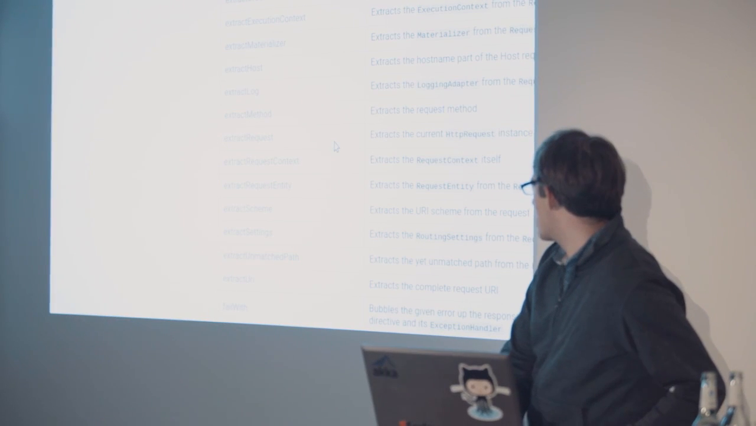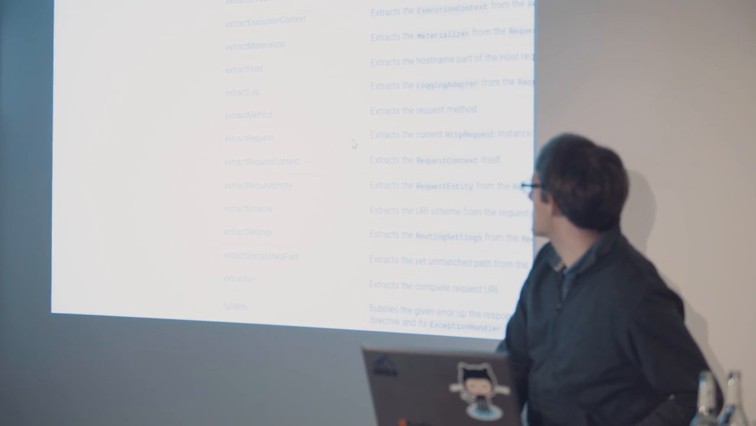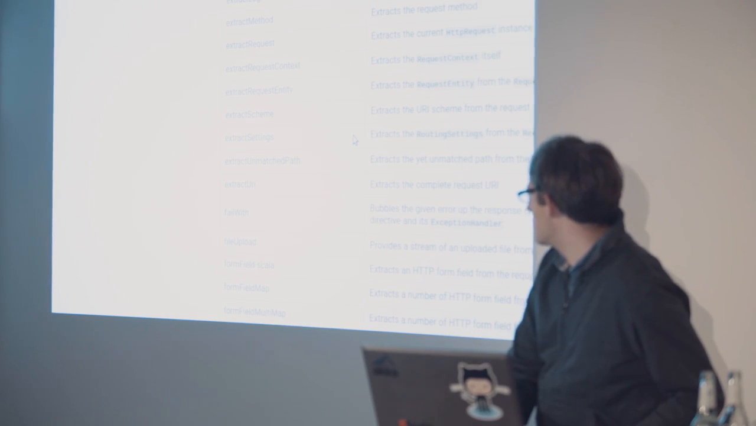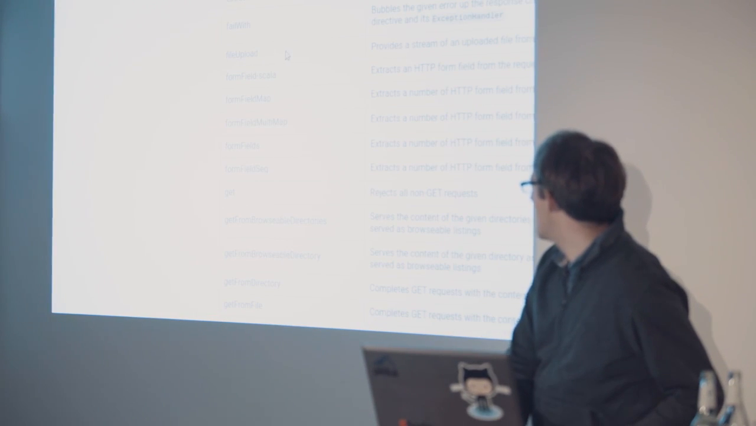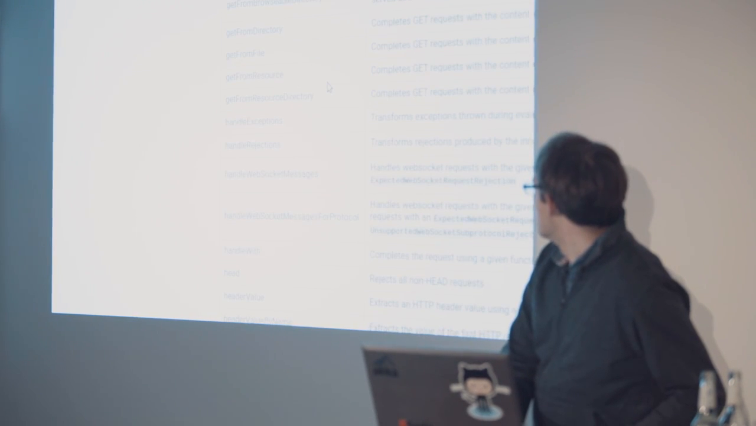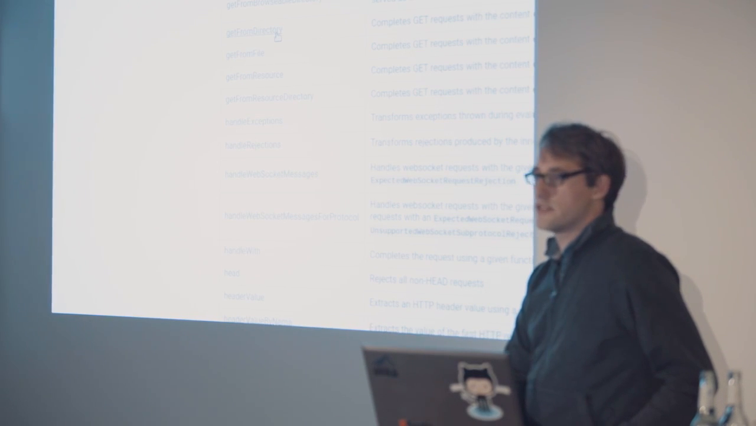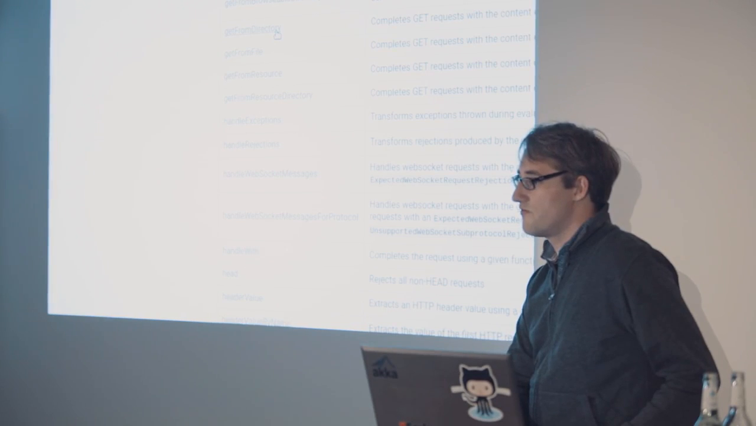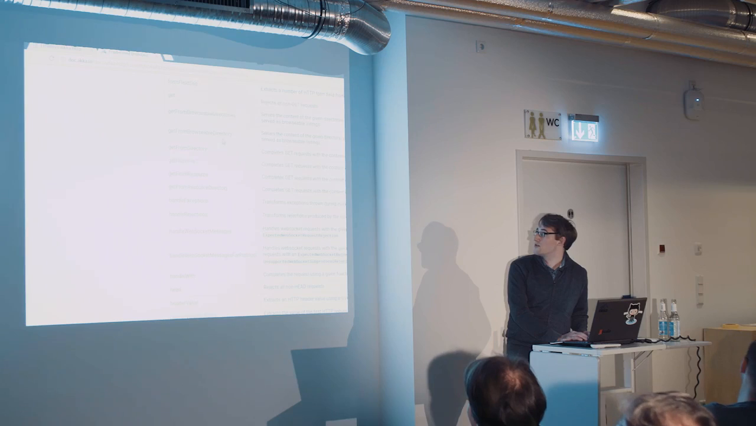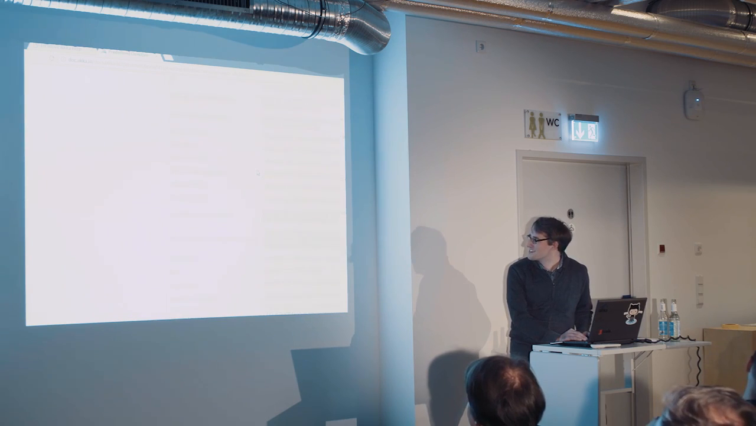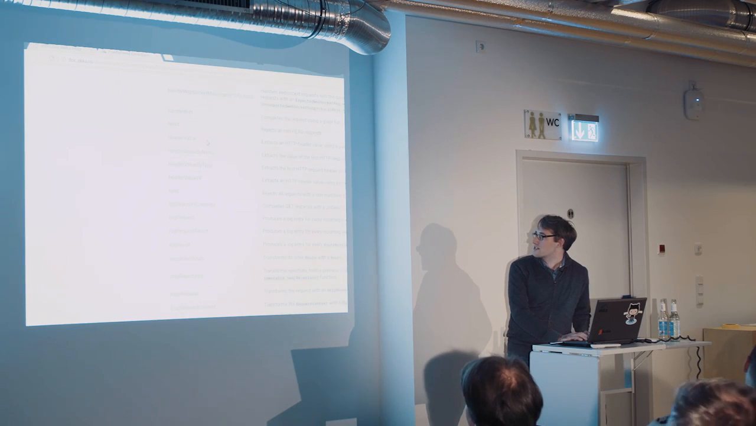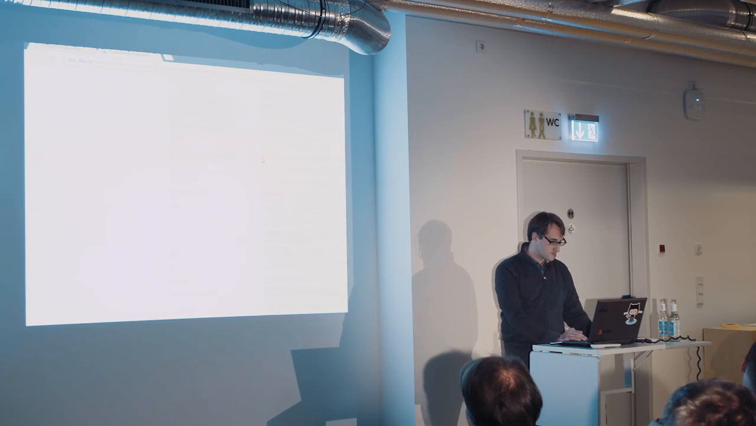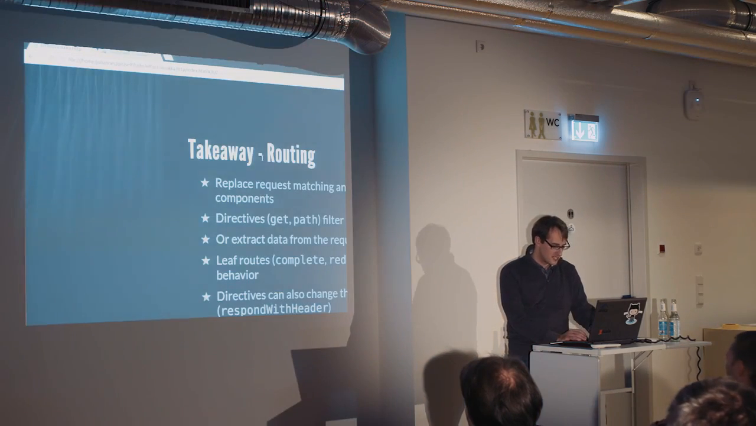If you start with Akka HTTP, it makes sense just to go through this list and see what things are in there. There are things to handle file uploads and form fields. We have things to directly serve files and resources, either from the classpath or from files. You can also have browsable directory listings. You can extract headers. So this is interesting too, just to get started.